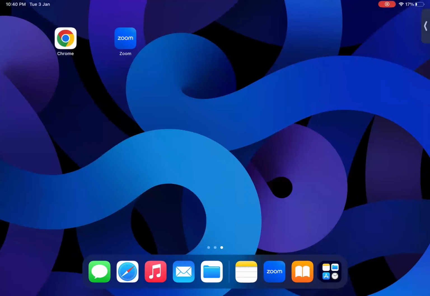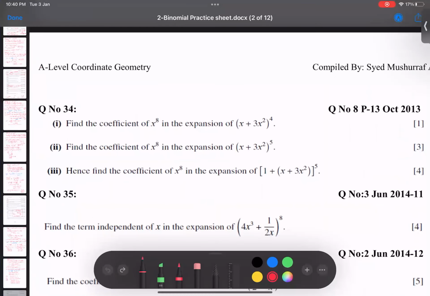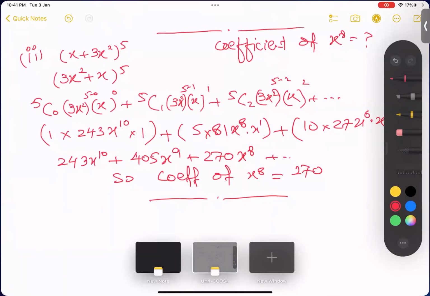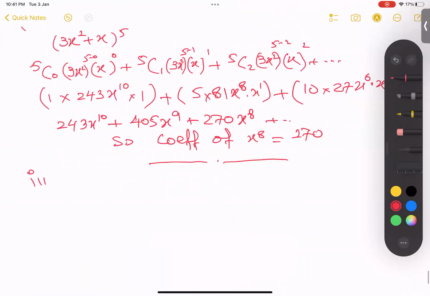Let's see the third part. He said again x power 8 coefficient, but he gave us the same thing. You can see the same actually in the bracket, but he kept it like this. So I'm writing this one as it is, but again my target is the coefficient of x to power 8. So part number three.